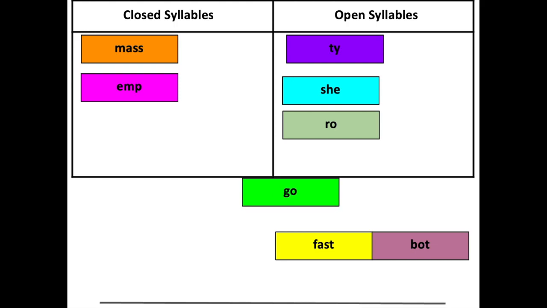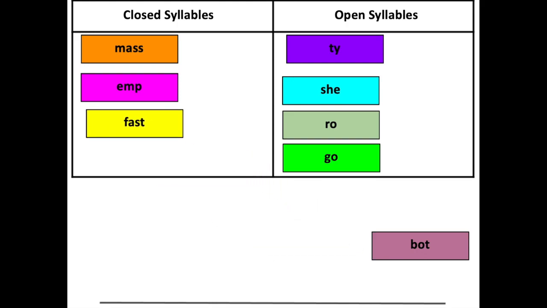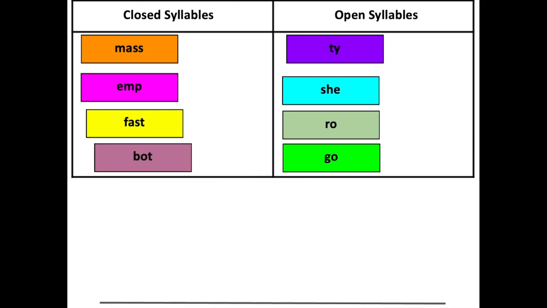Go. The O is not followed by any consonants, so it can go a long way. It is the long O sound. Go. Fast. We have the A followed by a consonant blend, closing that vowel sound in, making it short sound. The A says ah. And bot. We have an O followed by a consonant, making that O say its short sound.